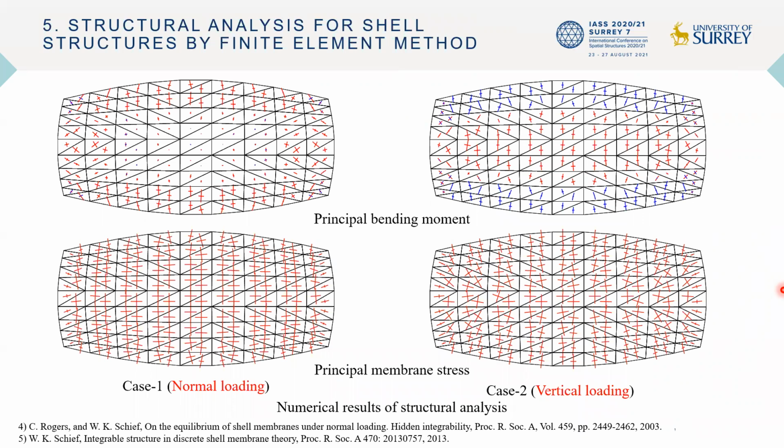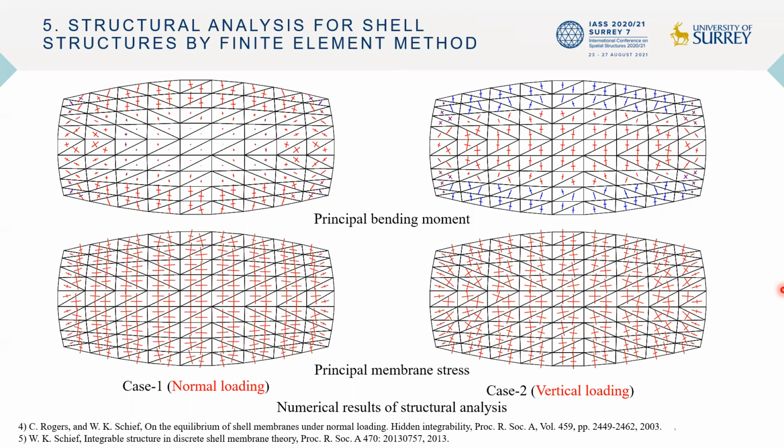This slide indicates structural analysis for shell structures using the finite element method. For structural forms obtained by circular nets, we investigate how the stress state is generated, considering principal bending moment and principal membrane stress. We compare two loading cases. Case 1 is normal loading. Case 2 is vertical loading. Structural analysis in this paper utilizes simplified theory based on discrete Kirchhoff theory.